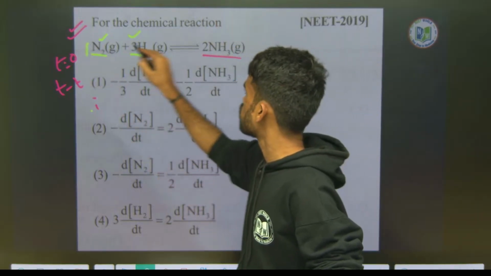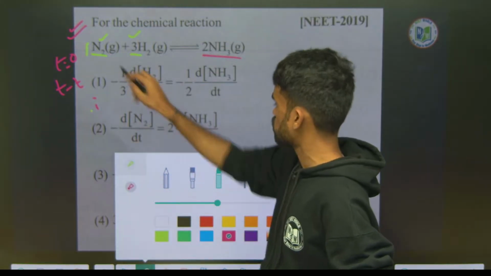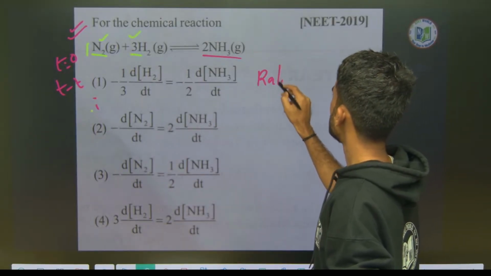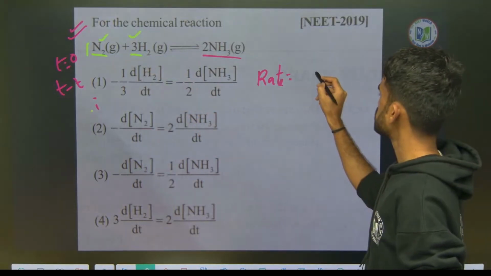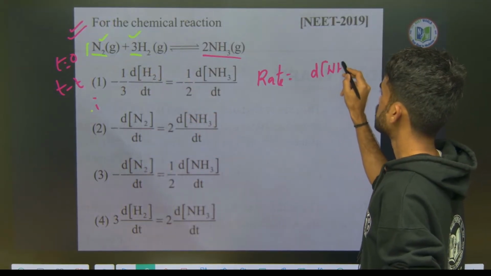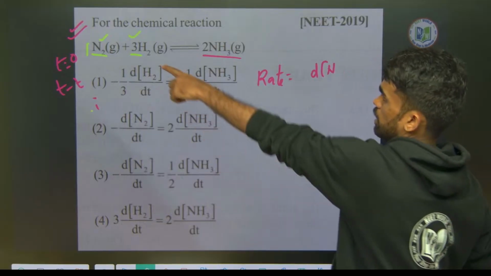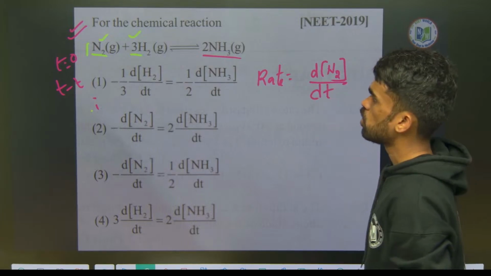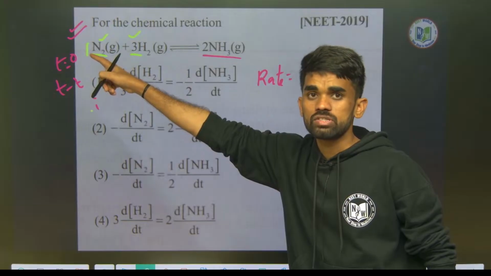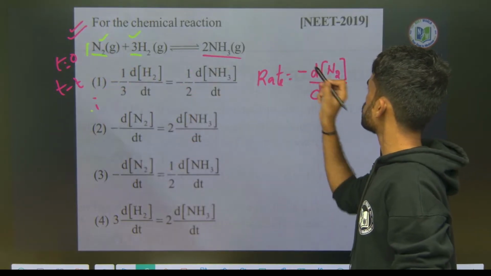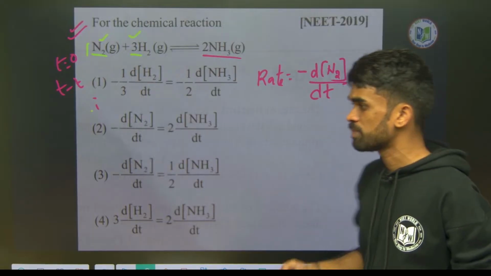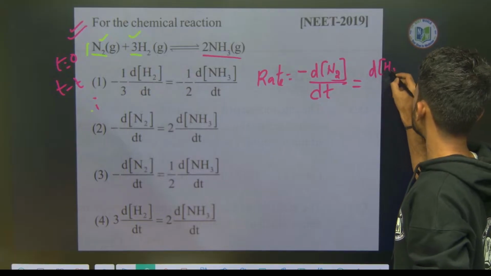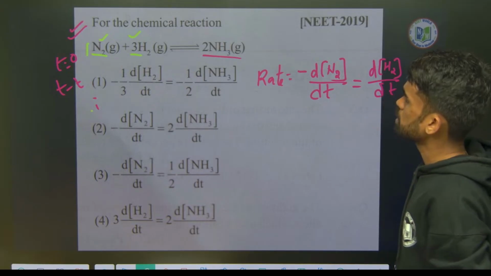Now look at the stoichiometric coefficients first. If you look at the stoichiometric coefficients, it is 1, 3, 2. So write this equation. So rate is equals to, these are reactants now, so change in concentration of N2, that is dN2 by dt. Since I told you it is a reactant, concentration decreases, so put that negative sign here to indicate decrease in concentration of reactant. That will be equals to next change in concentration of H2, dH2 by dt I am writing, with minus symbol.